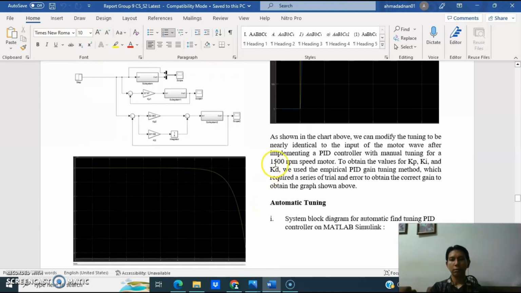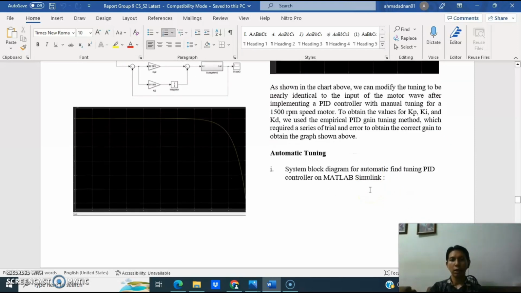So as shown in the chart above, we can modify the tuning to be nearly identical to the input of the motor wave after implementing a PID controller with manual tuning for 1500 RPM motor speed. To obtain the values for KP, KI and KD, we use the empirical PID gain tuning method, which requires a series of trial and error to obtain the correct gain to obtain the graph shown above. So the next one is for the automated tuning.